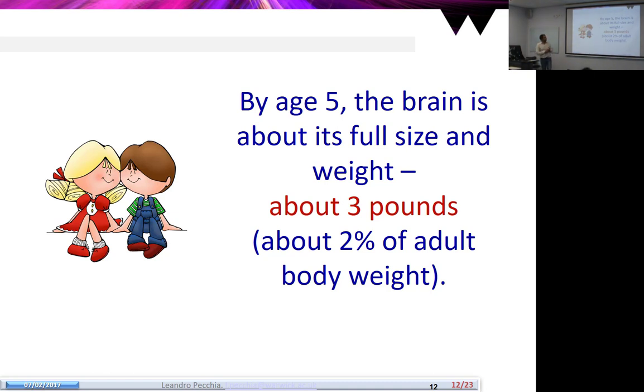So for instance, when we are 5 years old, the brain is about 3 kilograms, and it absorbs the majority of our oxygen and sugar. So the brain is one of the organs in our body which absorbs almost the majority of our sugar, although it's not more than a small percentage of our weight.